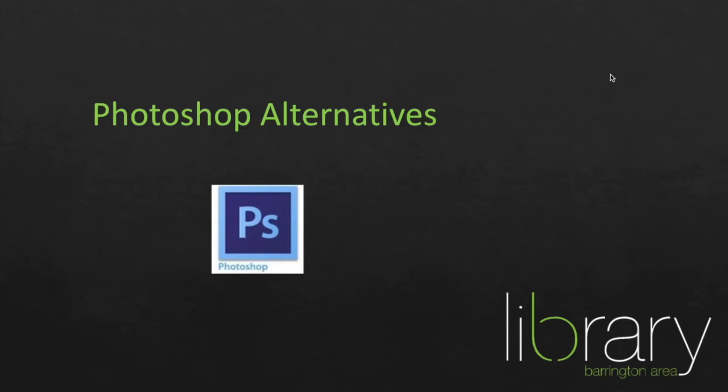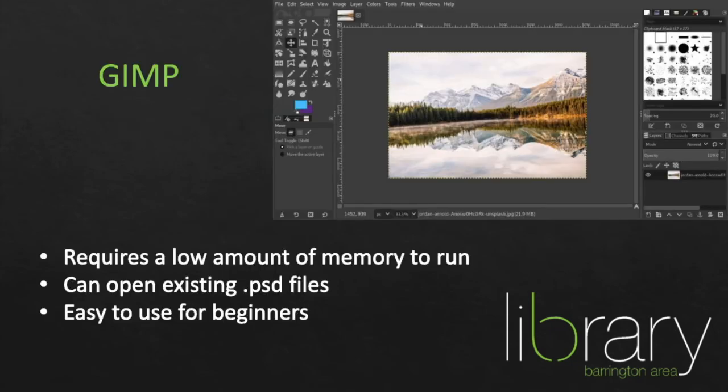So let's talk about the Photoshop alternatives for raster graphics editing. Okay, the first alternative is a software called GIMP. You can see the layout here looks very similar to Photoshop. The nice thing about GIMP is that it requires a low amount of memory to run it versus Photoshop. So if you have an older computer or just a slower computer, GIMP is a great option.